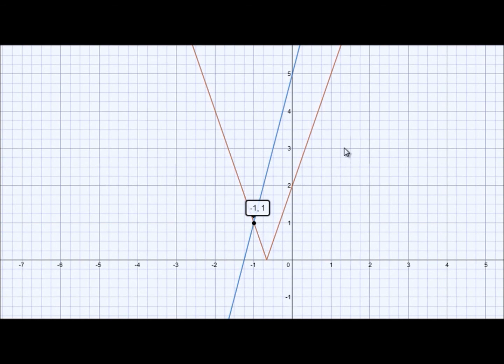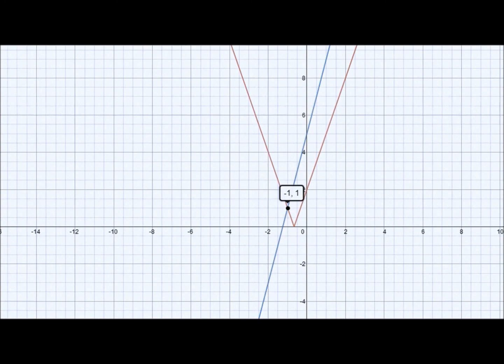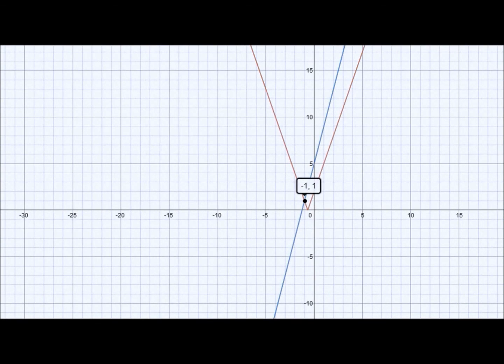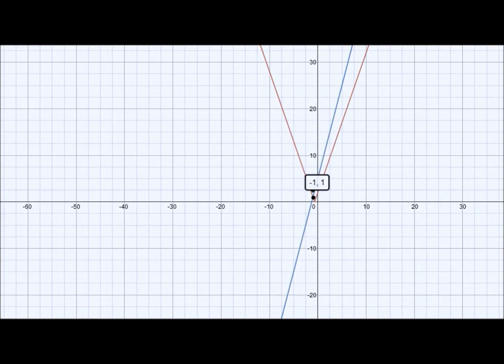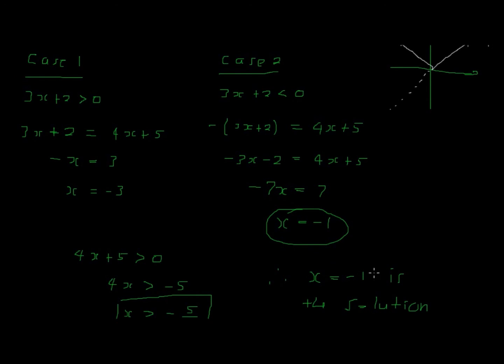Now, if we were to zoom back a little bit here, we see that these graphs are never going to intersect again, because this graph of 4x plus 5 is steeper than this part of the absolute value function. Therefore, there will be no other intersection points. Therefore, this is the only intersection point at (-1, 1). And so therefore, x equals -1 is the only solution in this case.